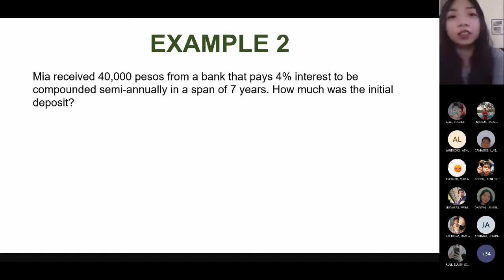So, meron again tayong interest rate in terms of percentage. So, we need to convert it to its decimal form. So, 4% divided by 100. So, we have the R. Of course, that is our R. And then, to be compounded semi-annually. So, compounded semi-annually, meron tayong nagpapahiwatig na value ng C, pero hindi pa natin alam specifically yung kanyang numeric value. Ang sabi lang dito, compounded semi-annually.